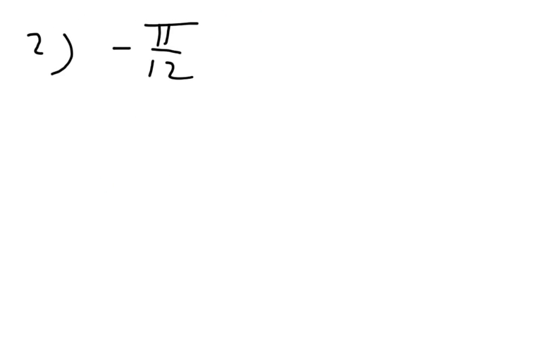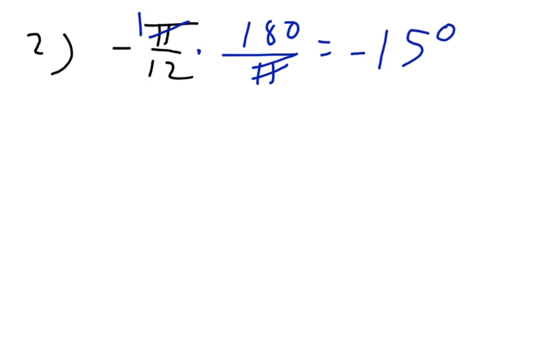In problem number 2, they give us the answer in radians, and we're supposed to come up with it in degrees. So I'm going to multiply by the reciprocal, because 180 degrees equals 1 pi. And so when we do this, the pi's cancel out, and so I'm going to do 1/12 times 180. And since the answer was actually negative 1/12 times 180, I got negative 15 degrees.